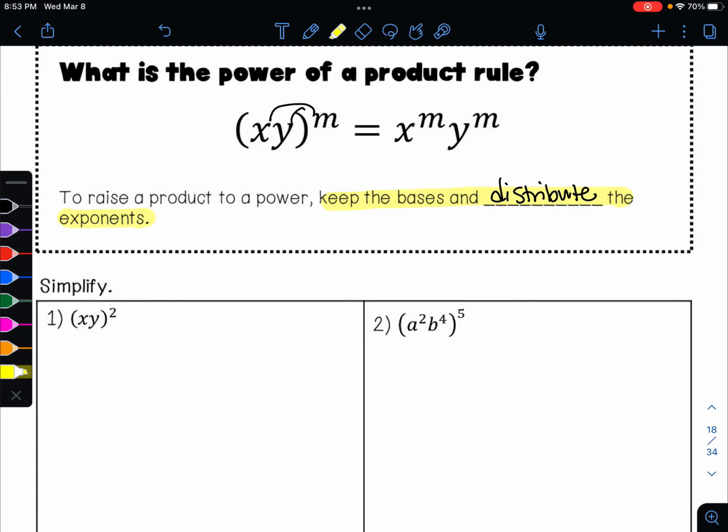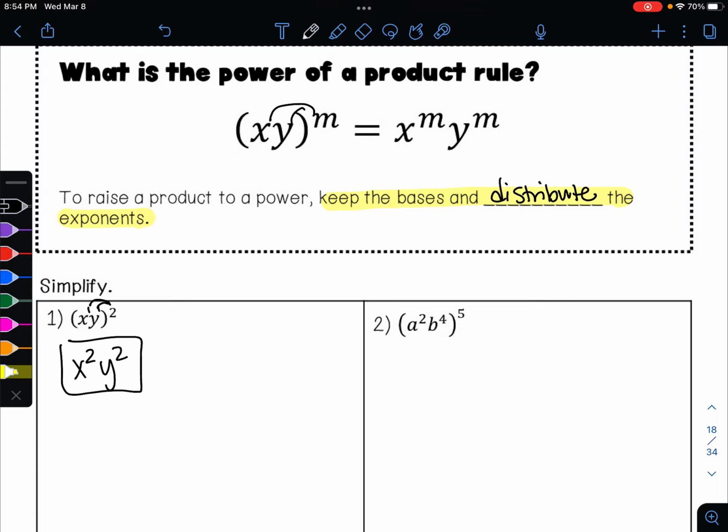So on example 1, I have a base of x and a base of y. Here we can think about this. Each of these variables has an invisible exponent of 1. So it's like we're doing x to the 1st times 2 and y to the 1st times 2. So when we distribute that, we'll have x squared, y squared. So this 2 is just going to both of these exponents.